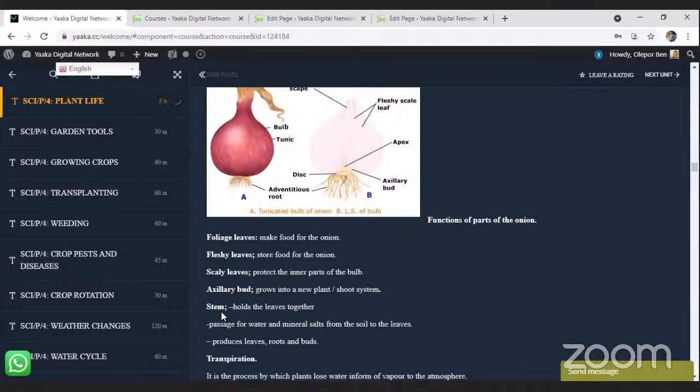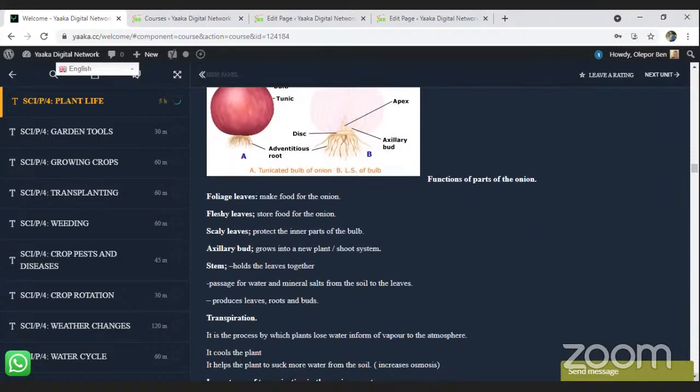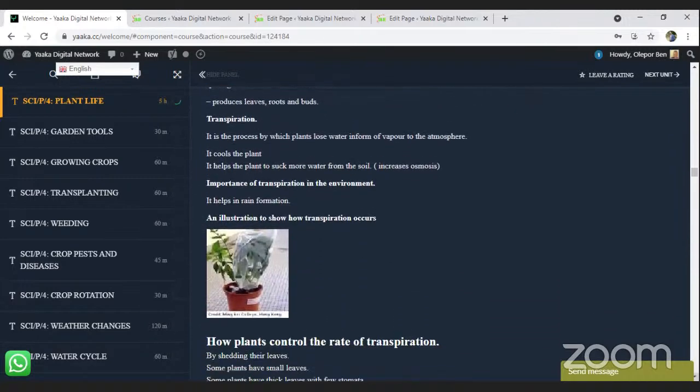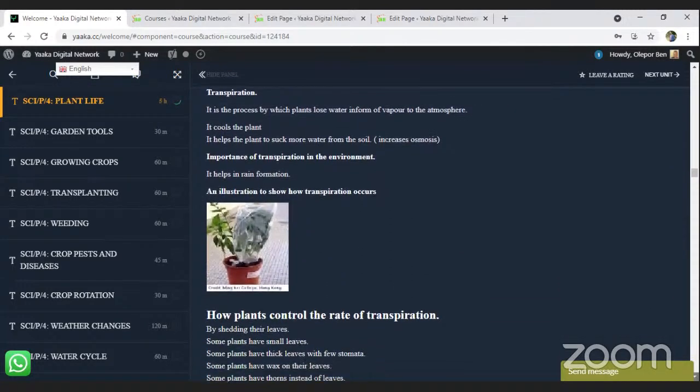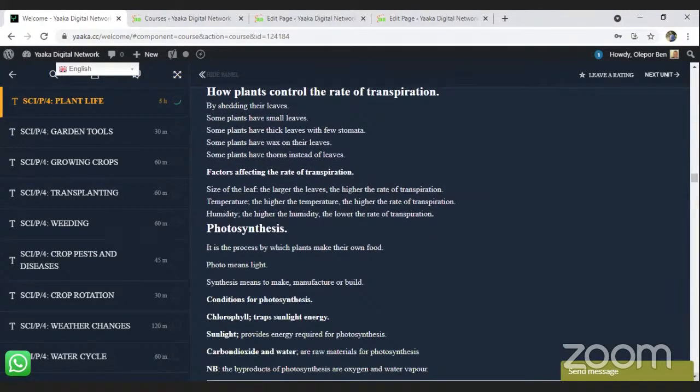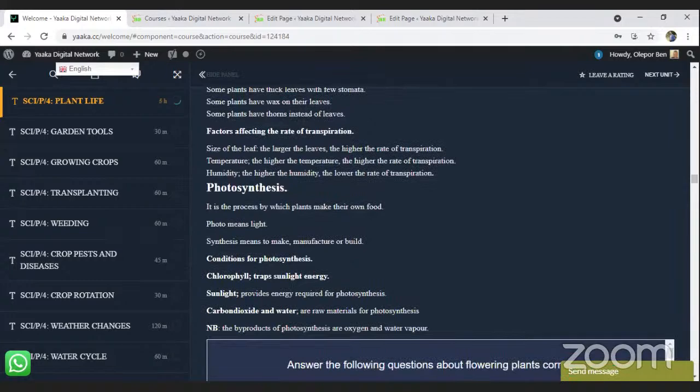So I think next time you will have to continue summarizing right away from here. We have transpiration starting from here. You also have photosynthesis. All those are processes that take place in a leaf.